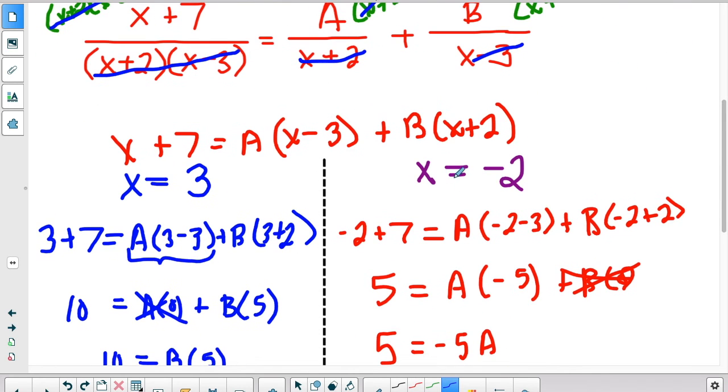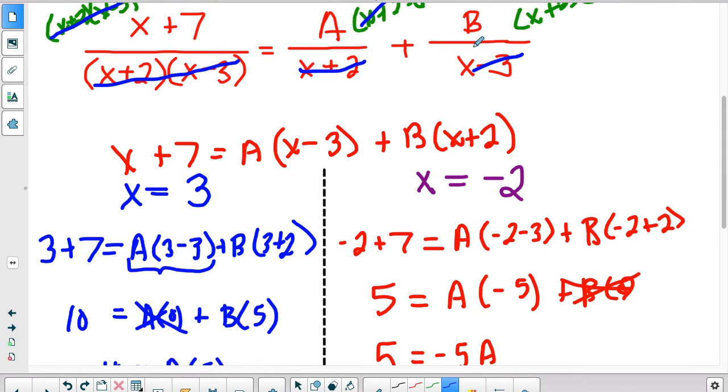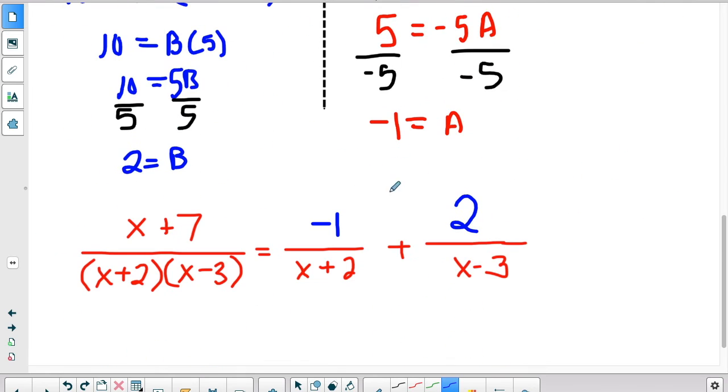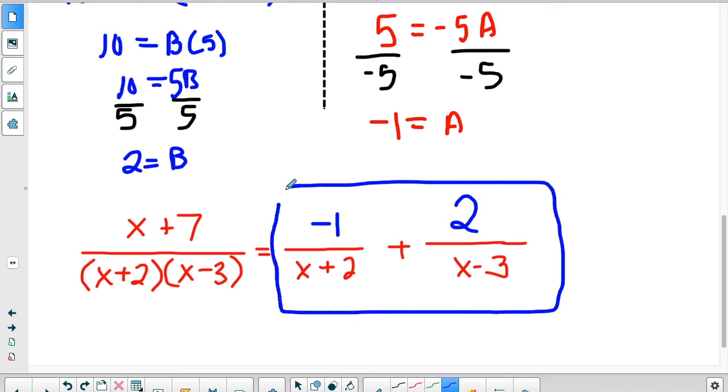Now I would also keep in mind which one A is above and which one B is above. So A was above the x plus 2, so negative 1 over x plus 2. B was over x minus 3. So I plug them back in where they go. And this right here is our partial fraction decomposition. And that's all we have to do for this.